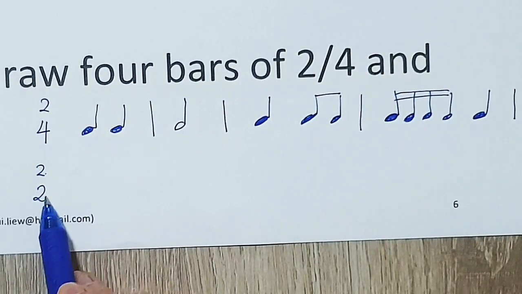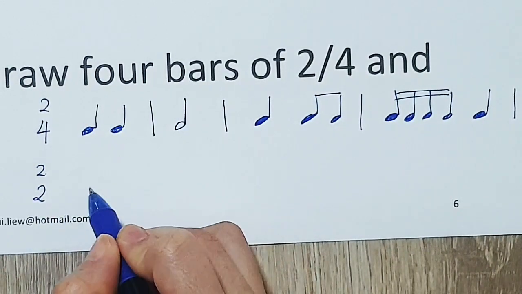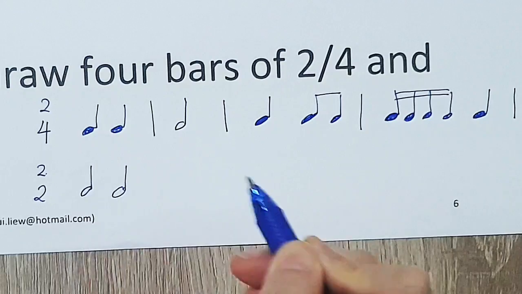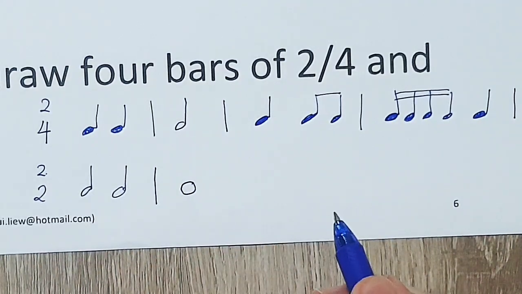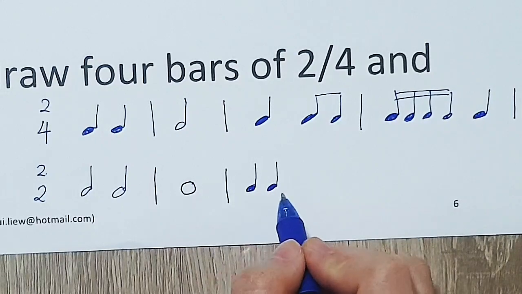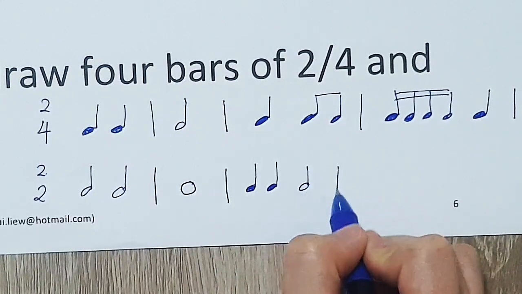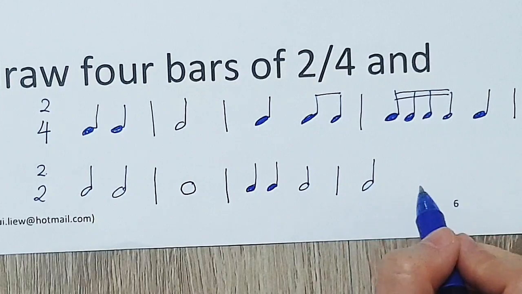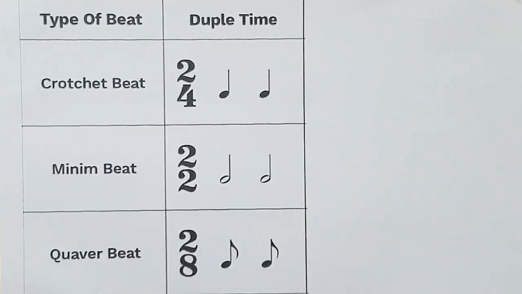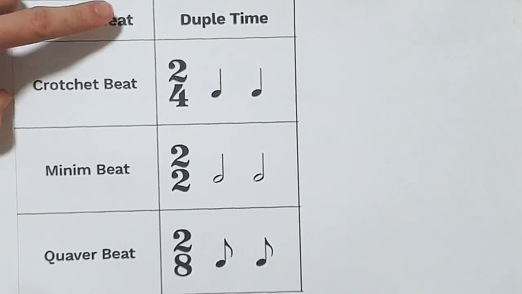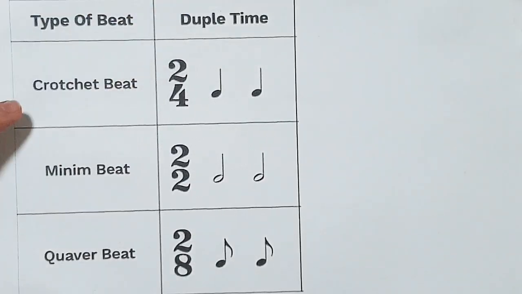2-2 means 2 minim beats. So I can have 1, 2. I can also have 1, 2. Or 1, 2. Or 1, 2.